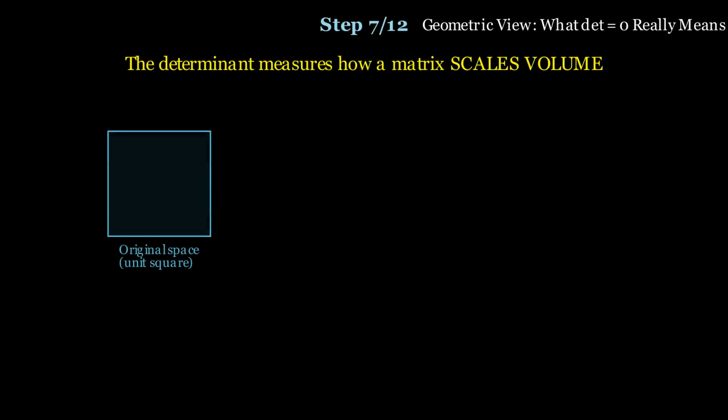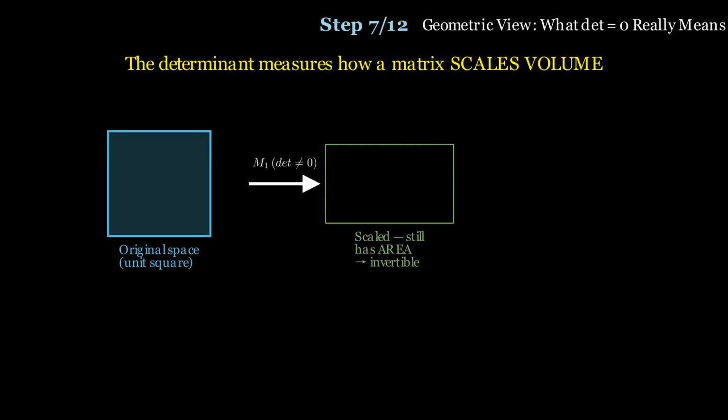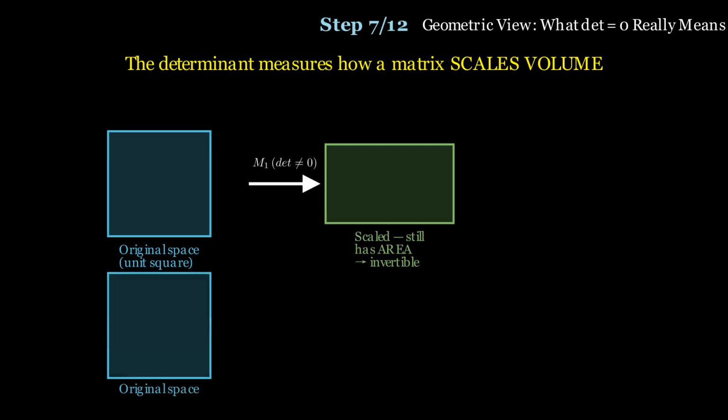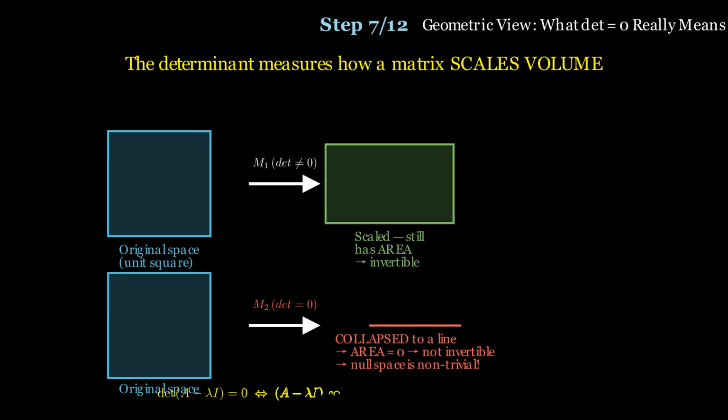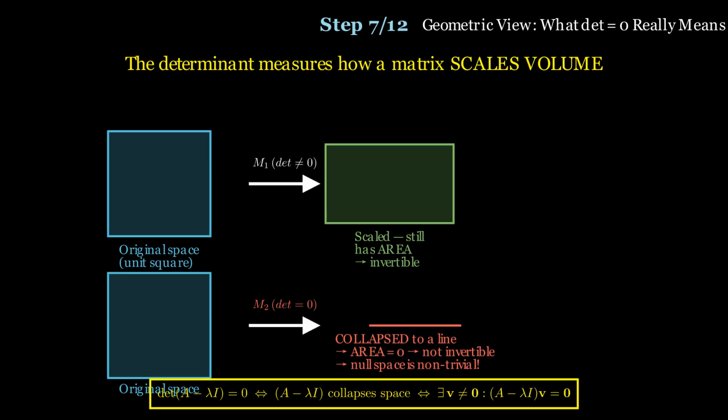Step 7. Geometric intuition. The determinant measures how a matrix scales volume. If the determinant is non-zero, the matrix is invertible. It stretches or rotates space while preserving dimension. But when the determinant is 0, the matrix collapses space to a lower dimension. A square becomes a line. A cube becomes a flat sheet. That collapsed direction is exactly the null space. And the non-zero vectors in the null space are our eigenvectors. Setting the determinant to 0 is asking, for which values of lambda does A minus lambda I collapse space?